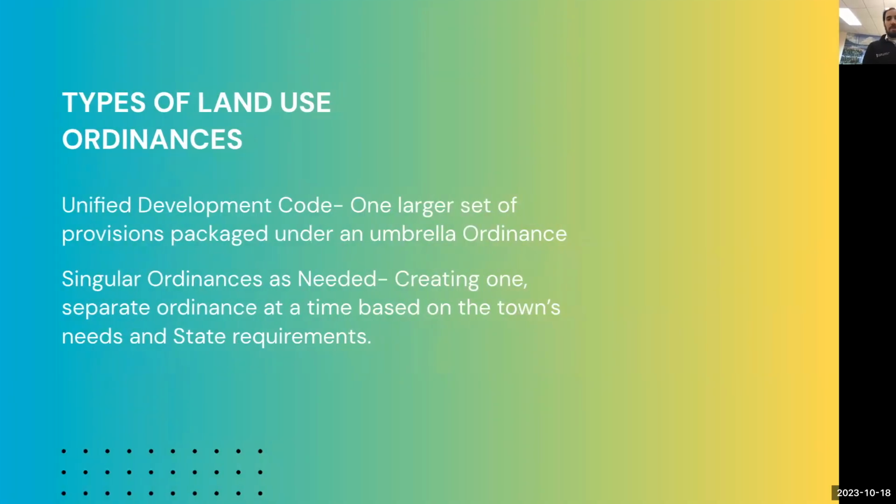So, types of land use ordinances. In Ellsworth, we have a unified development code, which is a larger set of provisions packaged under an umbrella ordinance. We have our chapter 56, which is the unified development ordinance. Within that, we have different articles that cover different aspects of that development code. You have one set of definitions for that entire chapter 56, so every time you use a phrase or a word, it means the same thing throughout. You just define it in one place, so you don't have to have multiple single ordinances with different definitions within each one. Then it walks through your processes and your expectations.